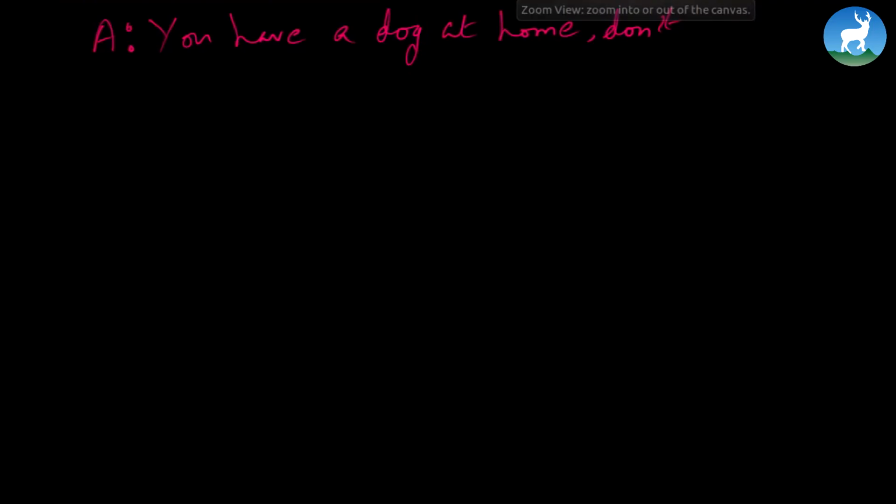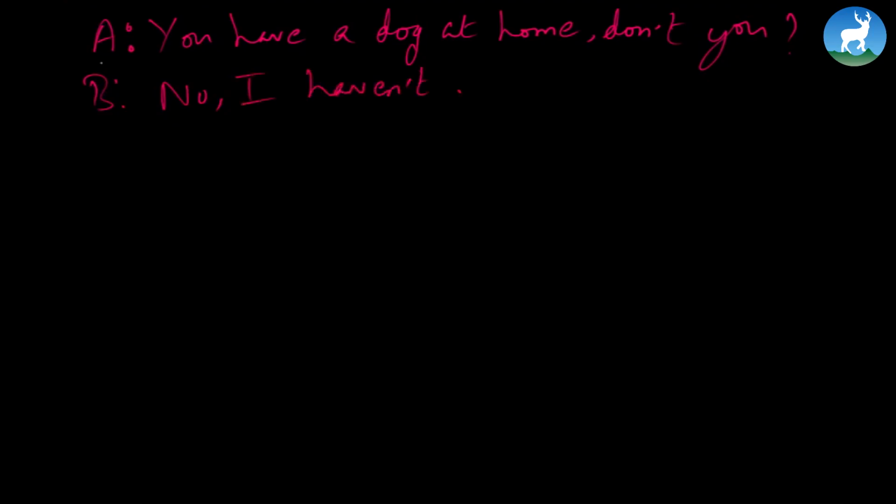Now A will certainly ask, you have a dog at home, don't you? So you can just ask your friends here, you have a dog at home, don't you? And you keep on asking until you get the answer yes. Maybe they will say, no, I don't have a dog. Now student B might say, no, I haven't. In general, whenever you ask a question like this, you expect the answer yes, all right?